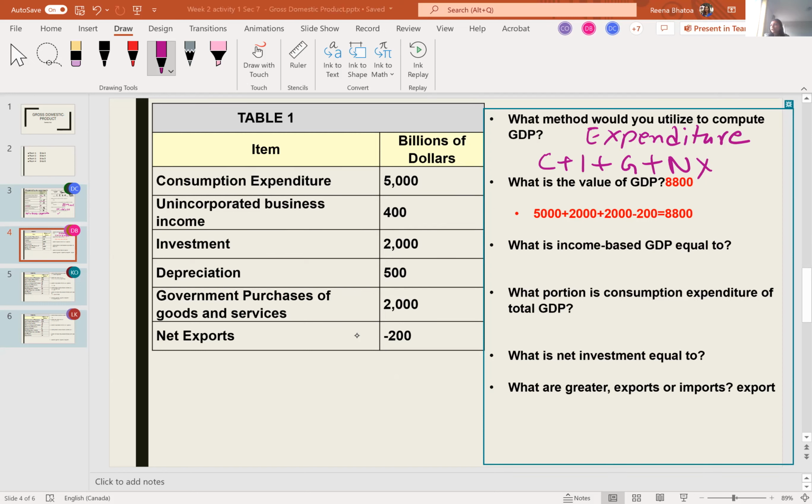This group calculated it, and which is consumption, investment, government expenditure, and net exports. Yes, we will use it as it is. Okay, so they did correct calculations. I'm not asking anything. Are you okay with this? Just have a look at it. Does it make sense?